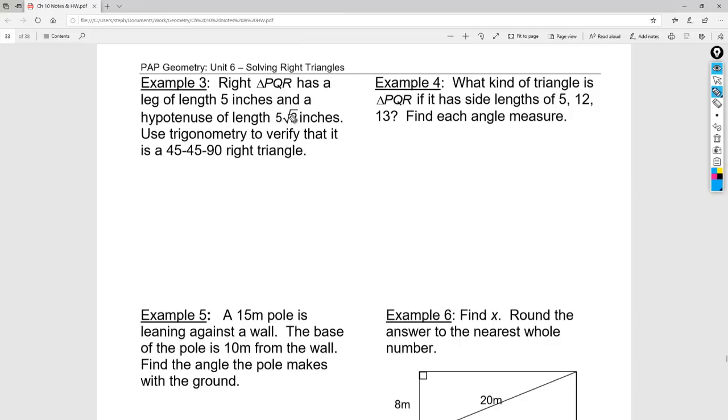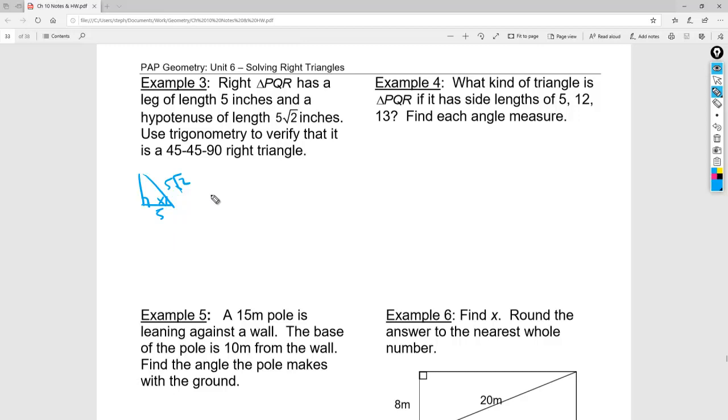So I have a right triangle, PQR, with a leg of 5 inches in length and a hypotenuse of 5 root 2. So that automatically tells me that I have a 45, 45, 90 right triangle. So I want to use trigonometry to verify that I have a 45, 45, 90 right triangle. So first thing I'm going to do is draw a picture. Okay, so I have PQR with a leg of length 5 and a hypotenuse of 5 root 2. Okay, so let's just use this angle right here. You could use either, it doesn't matter.